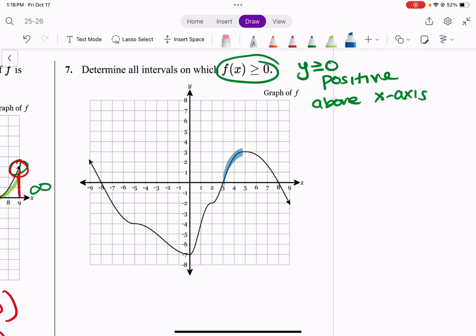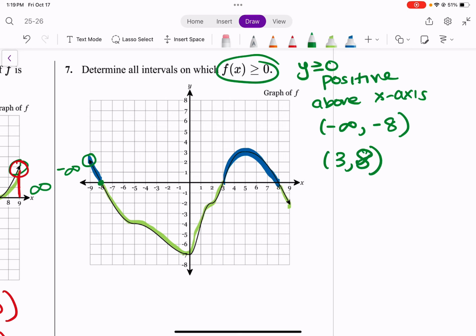So let's do this. I'm going to highlight everything that's above the x-axis, and I'm going to highlight everything in a different color that is below the x-axis. So we want above. Starting here, well, it's an arrow, so negative infinity till here, which is -8. So negative infinity to -8. Oops, that looks like an infinity as well. And then we have 3 to 8. Right, because 3 to 8. Okay, so try some of these questions.